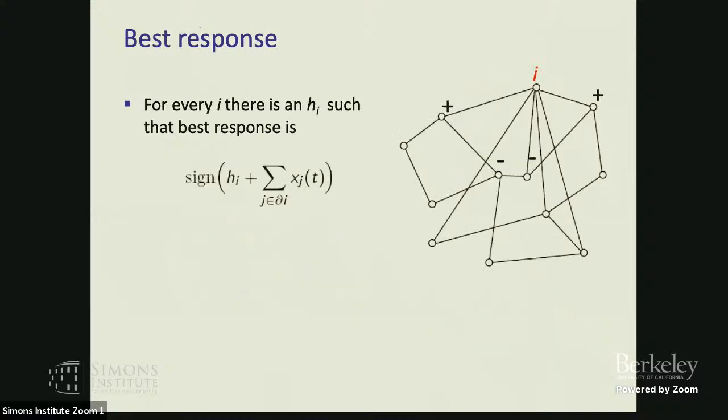So another way of writing it is that you can say for every i, there is an h_i such that the best response is the sign of h_i plus the sum of the x_j(t) for j in the neighborhood of i. So you just add up the plus ones and minus ones, and then depending on the payoff matrix, you have to add this h_i. And without loss of generality, I'm going to assume h_i is bigger than 0. So plus action is a little bit more advantageous.